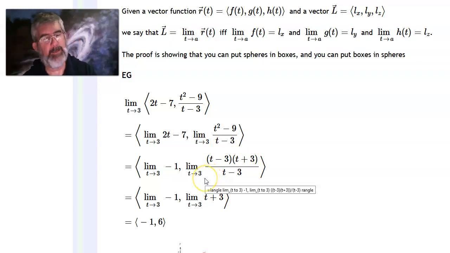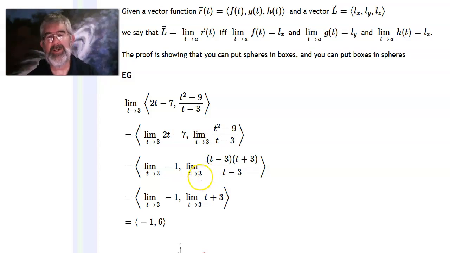I'm hoping this is ringing a bell, or maybe a distant memory of a bell of how to do these limits from Calc 1. Cancel the t minus 3's out, and then you can plug the 3 in. t is 3, plus 3 is 6. And so my answer here is minus 1/6. That's the limit of this vector function.